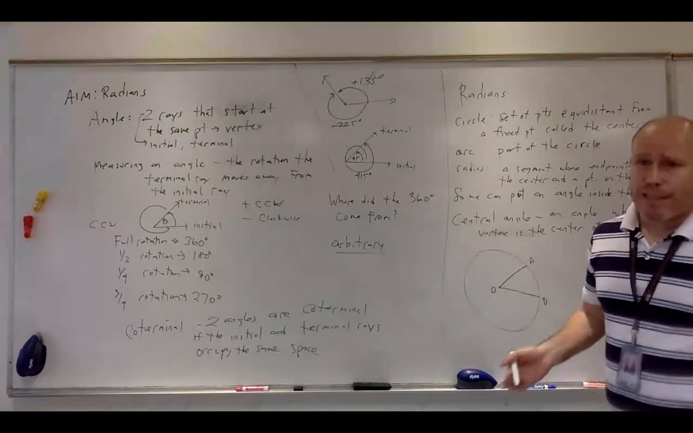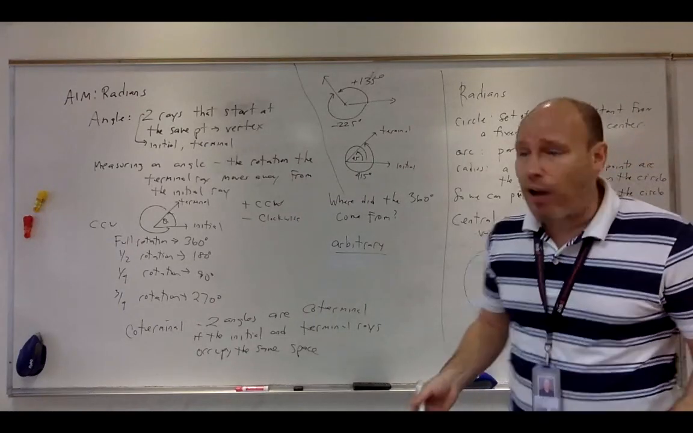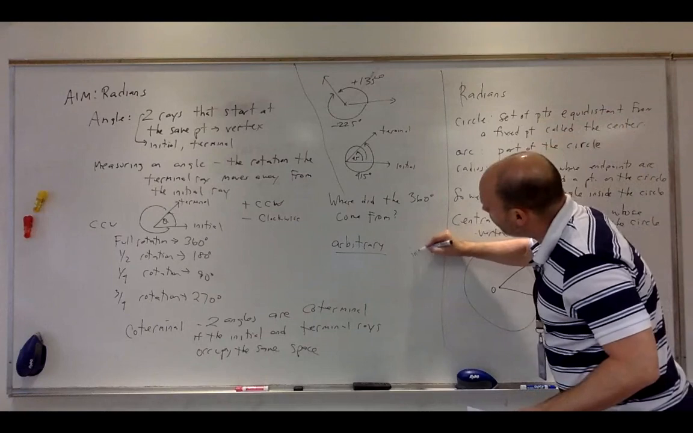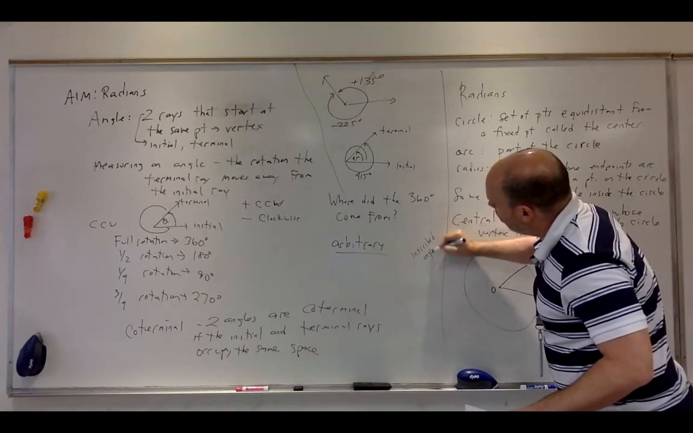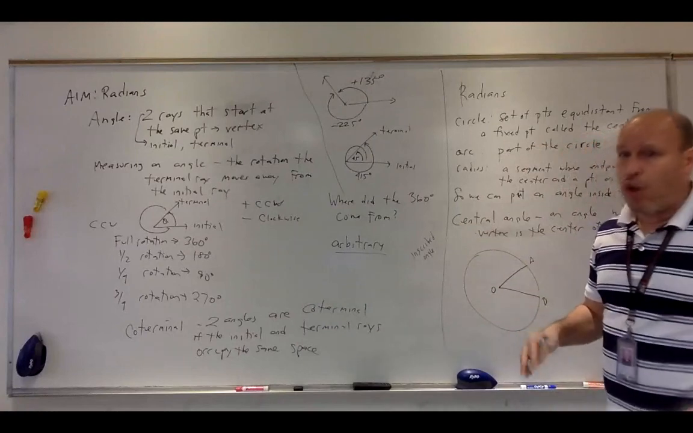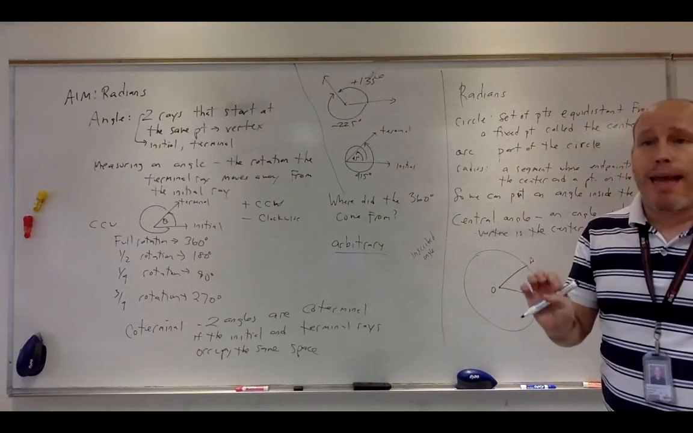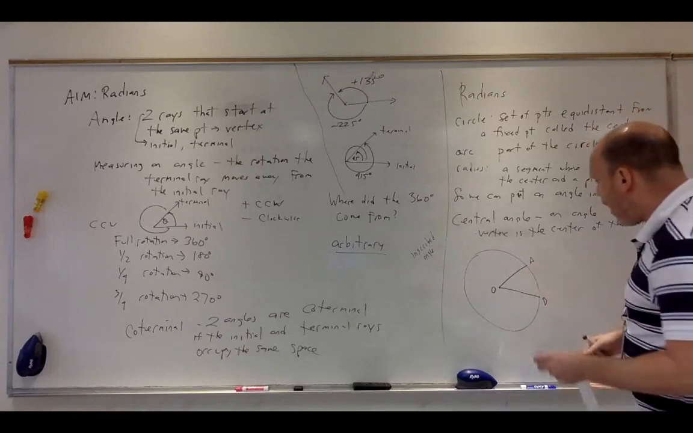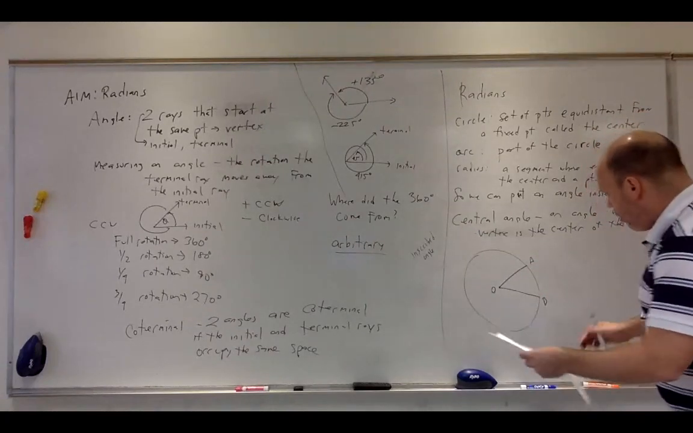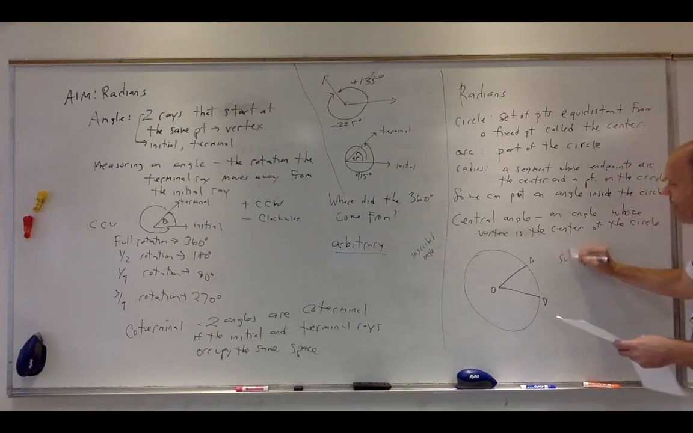The other thing you learned in a previous class might be inscribed angle. Look that up. An inscribed angle is an angle whose vertex is any point on the circle. But I want to look at the central angle here. So the next thing is subtend.